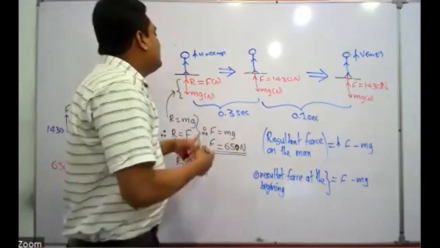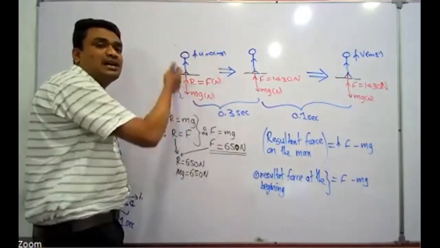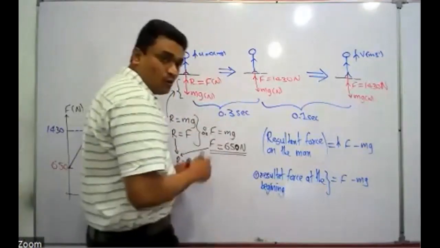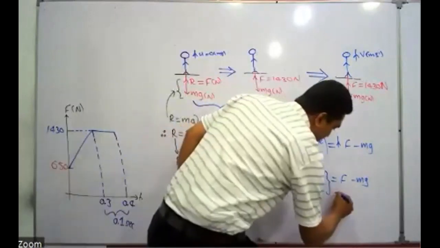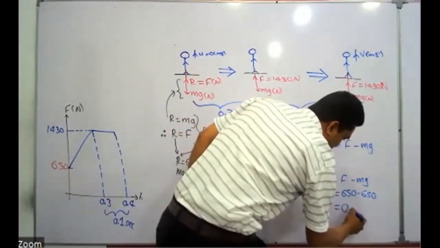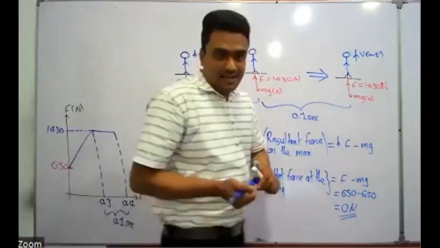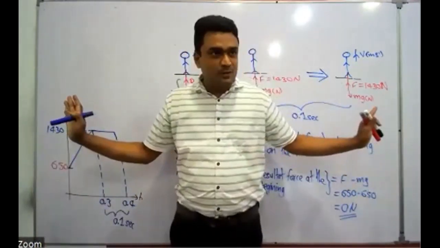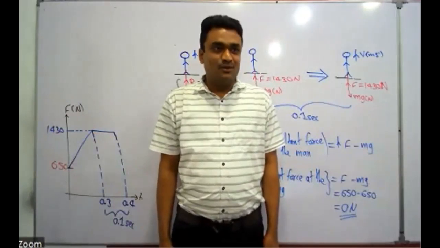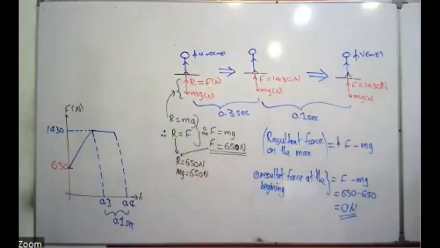Therefore, what is the initial resultant force acting on the man? By just looking at the board, you can say if R equals mg, R and mg cancel out, so the resultant force should be 0. Am I right? F is 650, mg is also 650. Therefore, the initial resultant force is 0 Newton. Listen here. Just look at me. I am standing on the stage. What is the resultant force acting on me? 0. Do you want to do any calculation? No. But do a calculation and write.